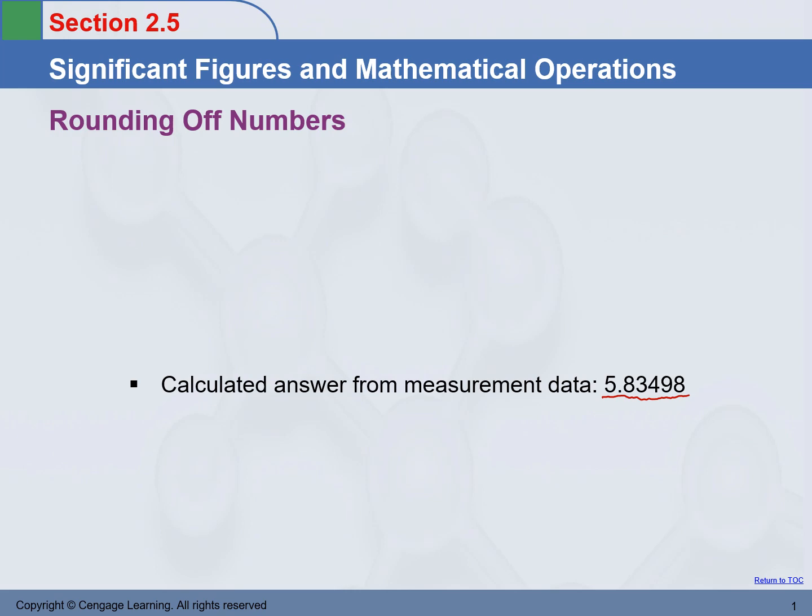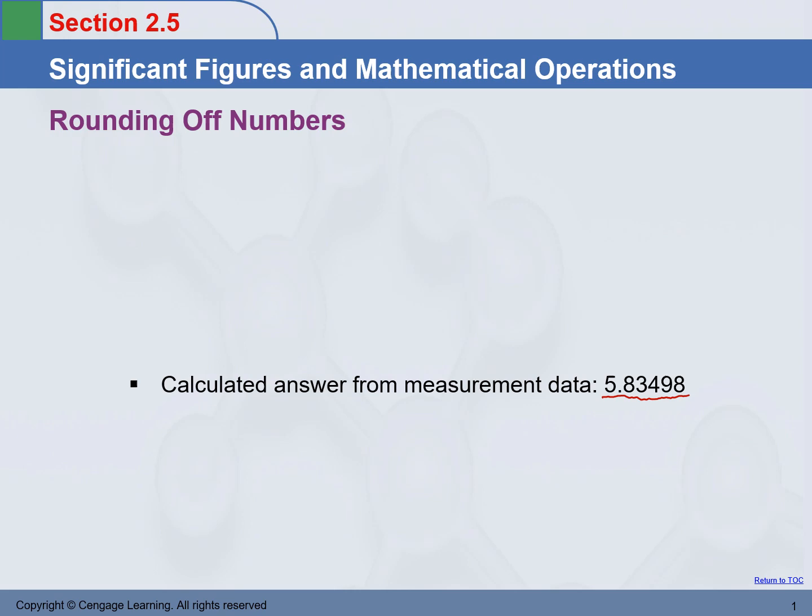Now you're facing another job. How do I report my data? Do I report all the numbers on my calculator, or do I report 5.8, 5.83? So what will be the format of the data I report after I do some calculations on a measurement? Today, we're going to learn a set of rules that you will use to help you to decide to which digit you will keep your calculated result from measurement.